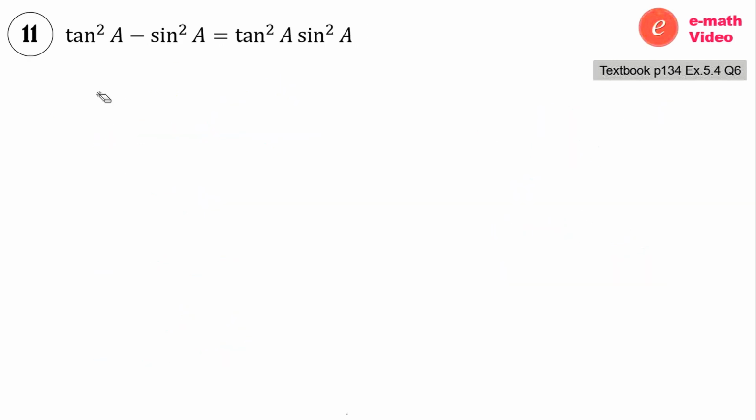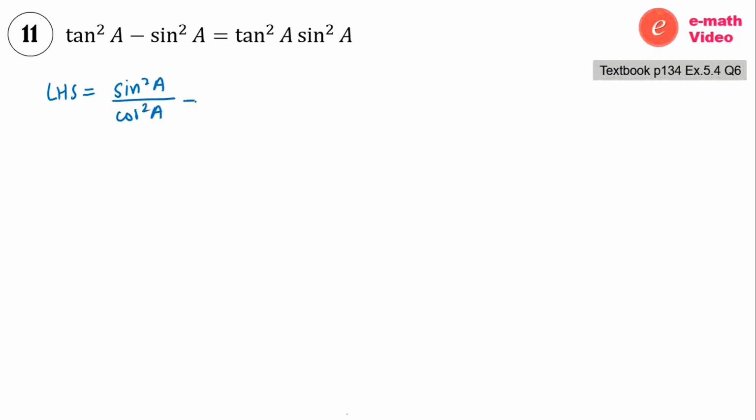Number 11. On the left hand side we have 2 terms. On the right hand side we have 1 term. So we start from the left hand side. In order to combine them into 1 term, we need to make them into fractions so that it's easier for us, right? So sin square A plus tangent square A equals sin square A over cos square A.